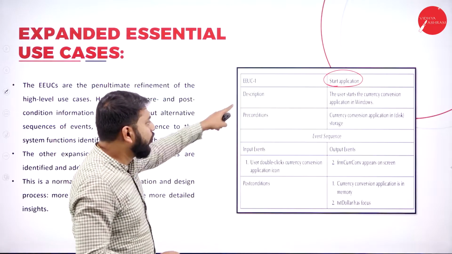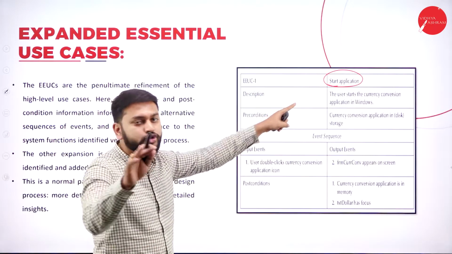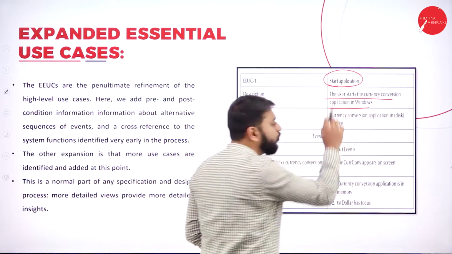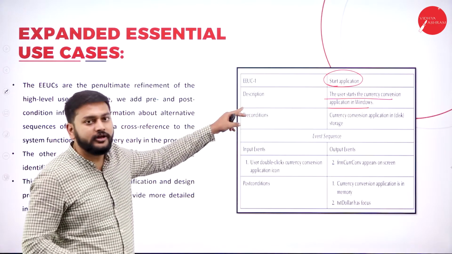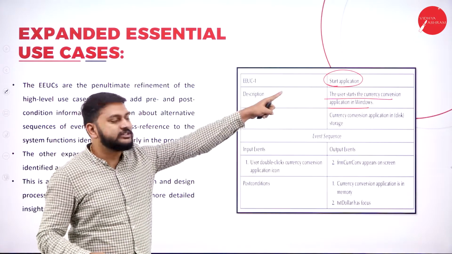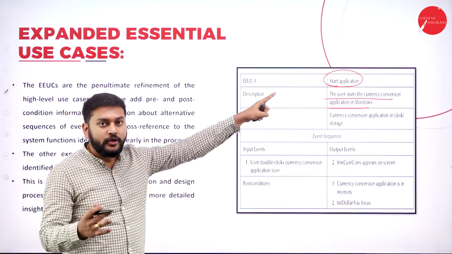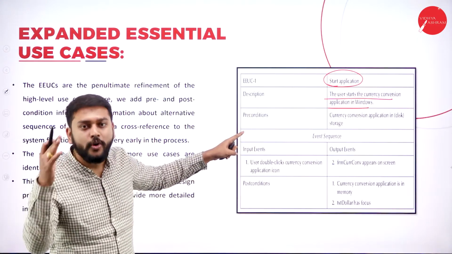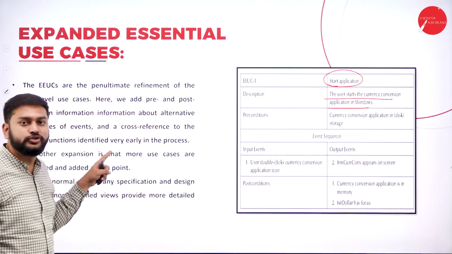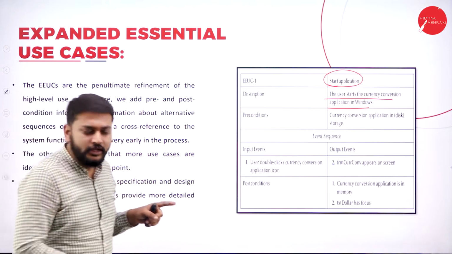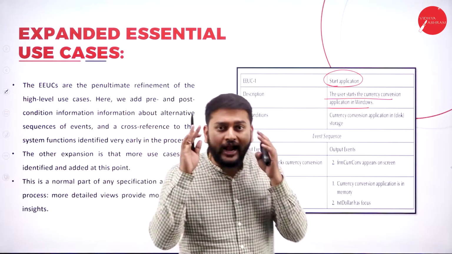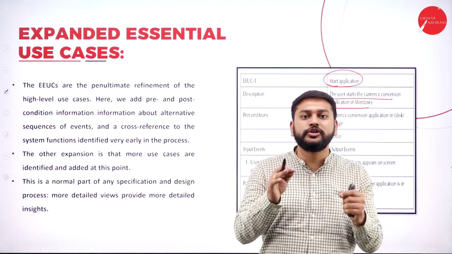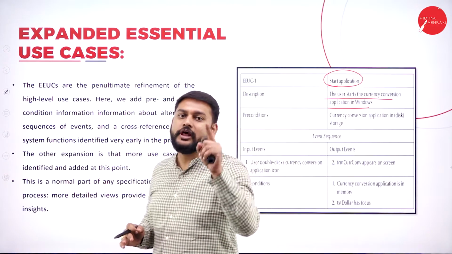So fine. Then what is the description for this system function? Please listen carefully. The user starts the currency conversion application in Windows. That is going to be the description of this system function. Sir, you will also have the precondition and the post condition when it comes to the EEUC. One of the most important advantages of using the EEUC is that you will get to know the cross reference in the early stage.